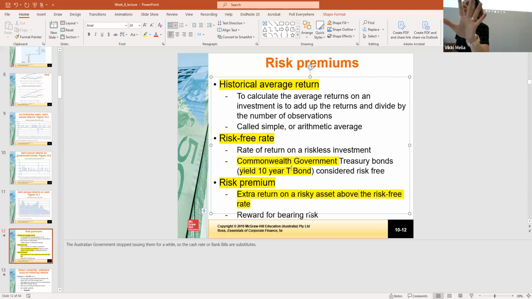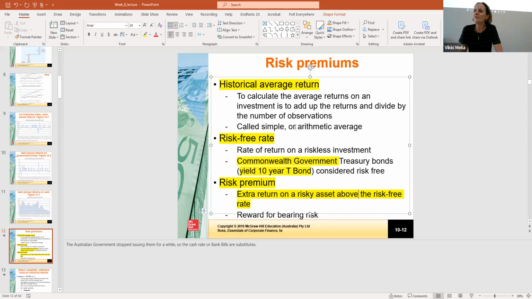If you can earn 12% from a risky asset, and the risk-free rate's 5%, how much is the risk premium? 7%. It's the extra return you get above the risk-free rate of 5%. So if you invest in this asset and you get a return of 12%, you're getting an extra 7% return because it's a risky asset. So we call that the risk premium, the extra return you get from investing in a risky asset above the risk-free rate.